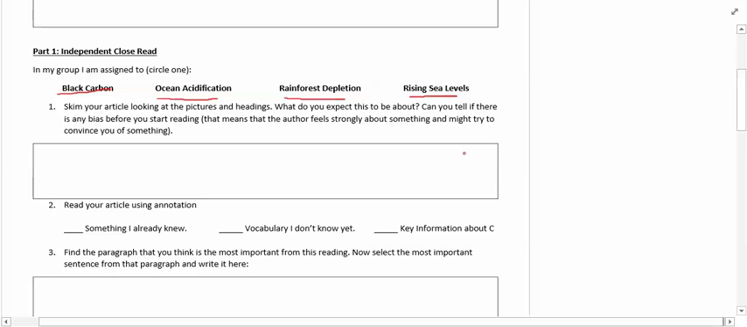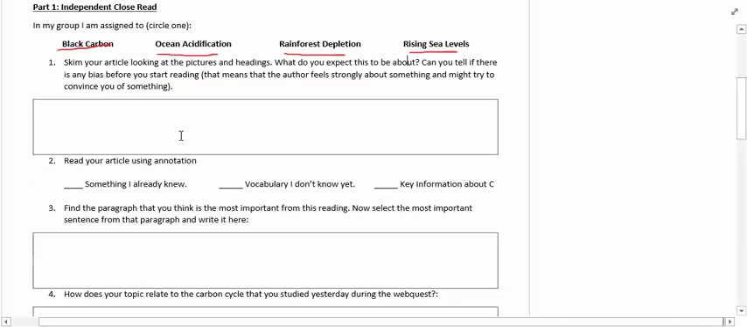In your dangling number groups in just a few minutes, not yet, you're going to be deciding who's going to be in charge of what. And I'll give you a little bit of insight about what each of those things are all about. But there is an article that goes with each one, and while you're in part 1, you're going to be going by yourself through your own article, answering these questions that you see on your page. The first part is to skim your article, looking at the pictures and the headings, and basically just making a prediction. So in this spot you're going to predict.